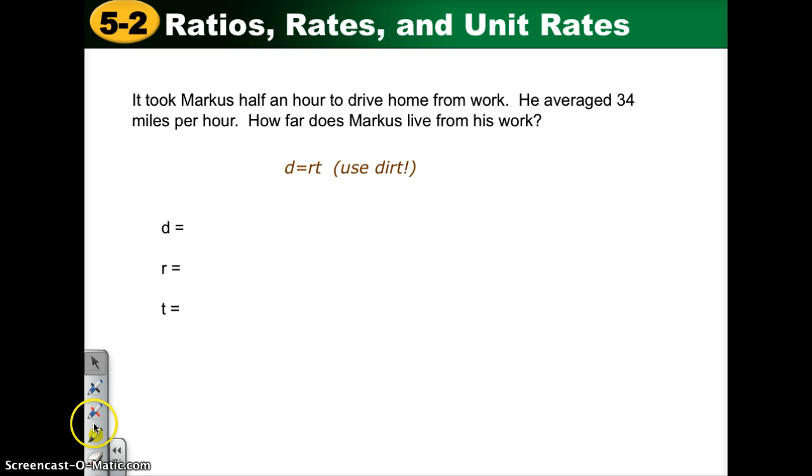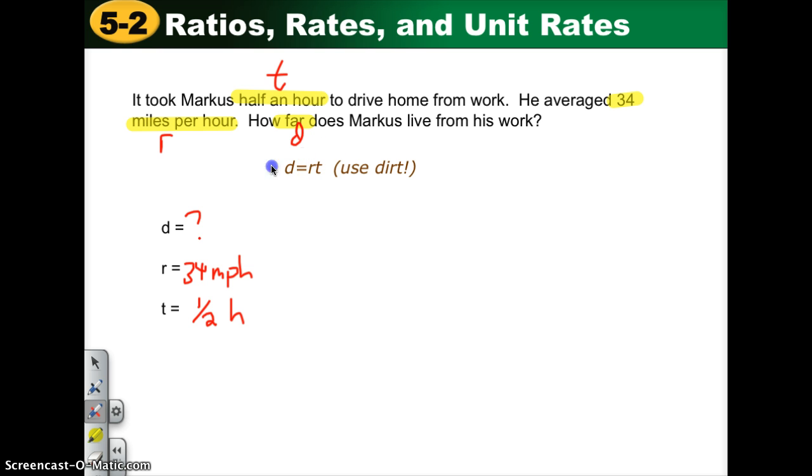So when we're looking at our problem, it took Marcus half an hour to drive home from work. He averaged 34 miles per hour. How far does Marcus live from work? So half an hour would be time. 34 miles per hour would be a rate, and how far would be a distance. So we don't know the distance. Our rate is 34 miles per hour. It's important to label here because we want to make sure we're looking at the same units. And a half an hour, because we're in terms of hours, we can leave it as a half.